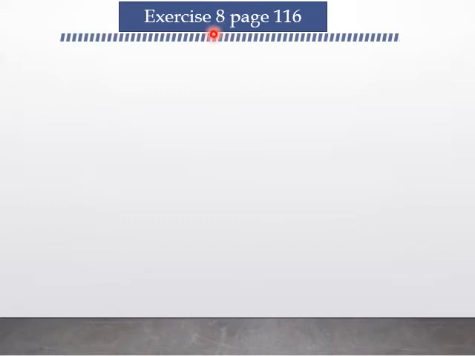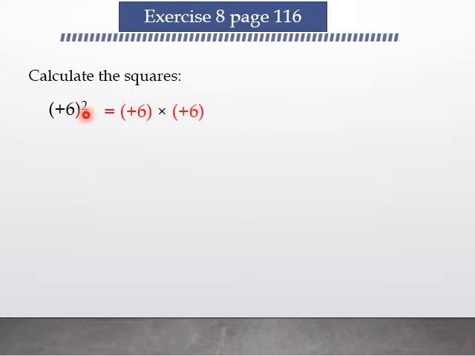Now exercise 8, page 116. Calculate the squares. What do we mean by plus 6 squared? It's multiplying plus 6 by itself 2 times since the exponent is 2. So it's a plus 6 times a plus 6. Plus times a plus, same sign, so it's positive. Sign by sign, then number by number. 6 times 6 equal to 36.